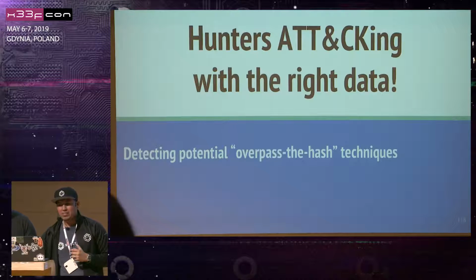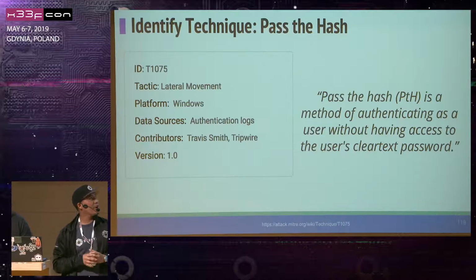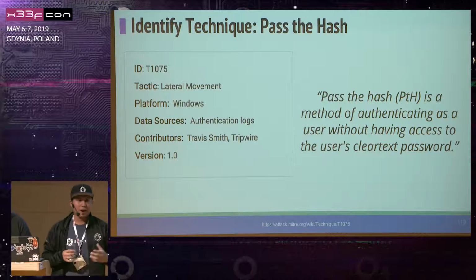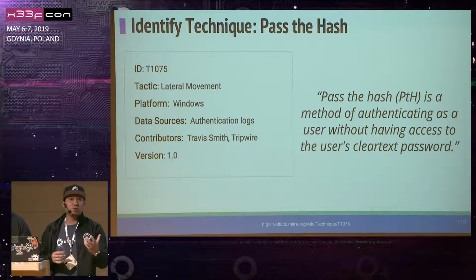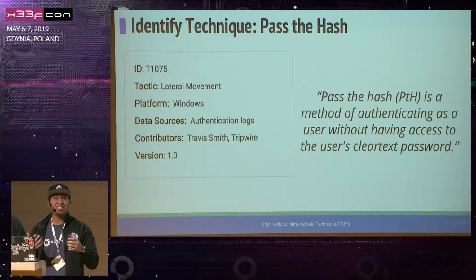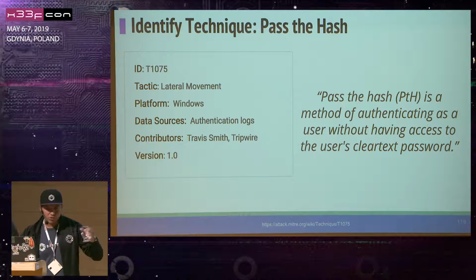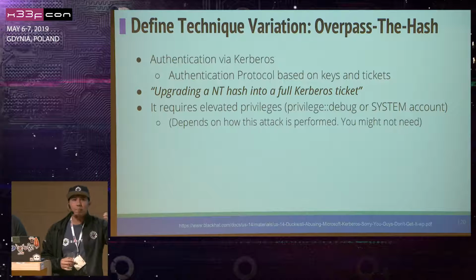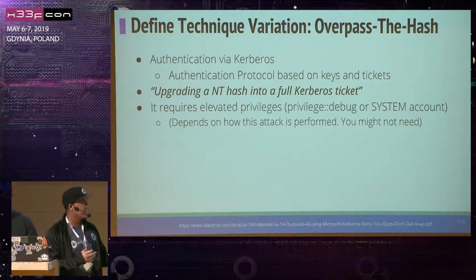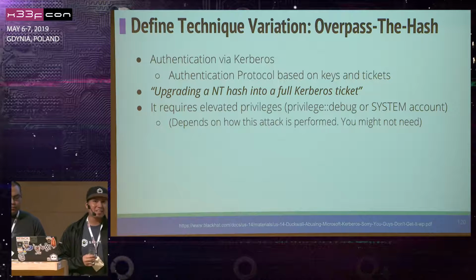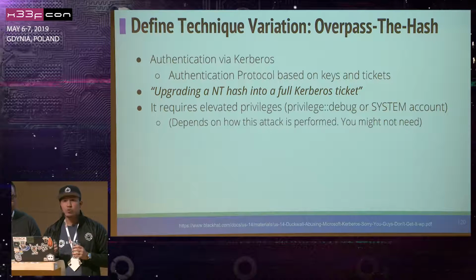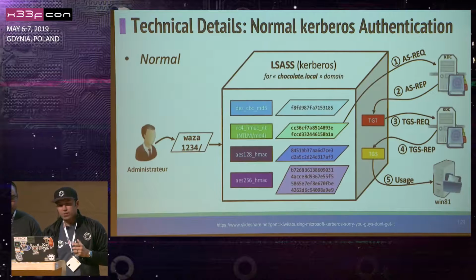We're going to talk about overpass the hash. In this case, we have this technique, pass the hash first, right? The basic concept is to authenticate to a box without using the explicit credentials or clear text from a user. That's just the basis of pass the hash. There is a variation of pass the hash, right? There is an overpass the hash, which is going to use Kerberos authentication. You can pretty much get that hash, and you can use it to request a ticket. So what does that look like?